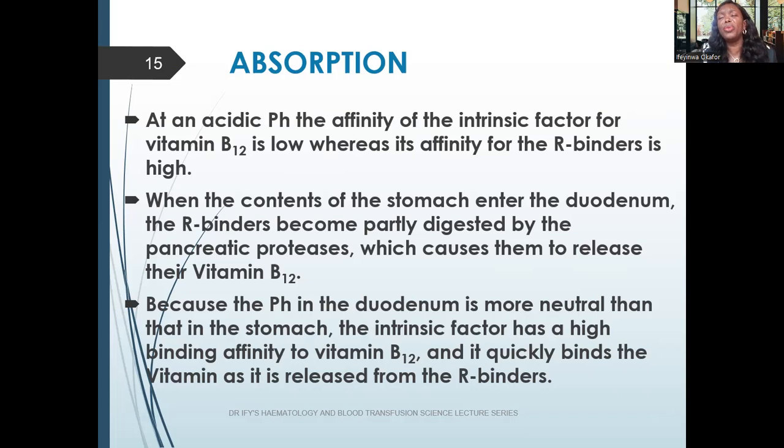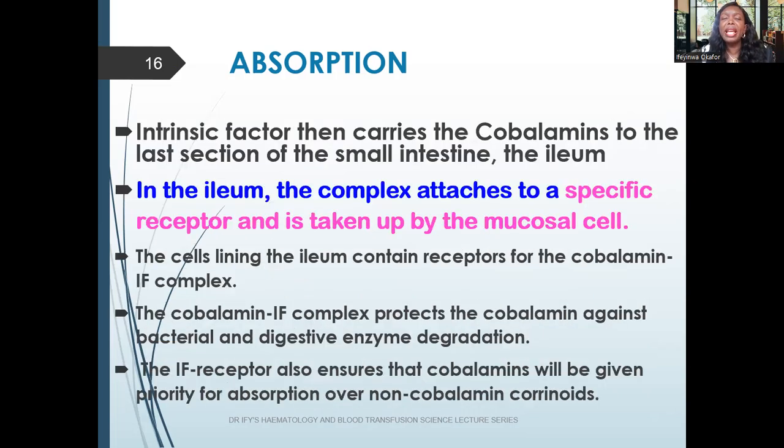And once it is bound to intrinsic factor, the intrinsic factor then carries the cobalamin to the last section of the small intestine, the ileum. Once the B12 is released from R binder in the upper part of the small intestine and quickly binds to the intrinsic factor, the intrinsic factor quickly carries it to the last section of the small intestine called the ileum. In the ileum, the complex attaches to a specific receptor and it is taken up by the mucosal cells.